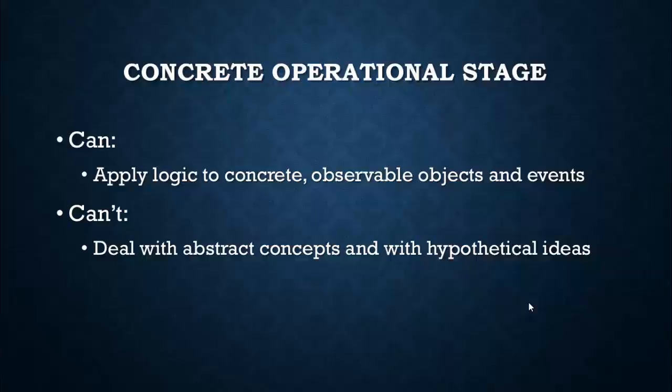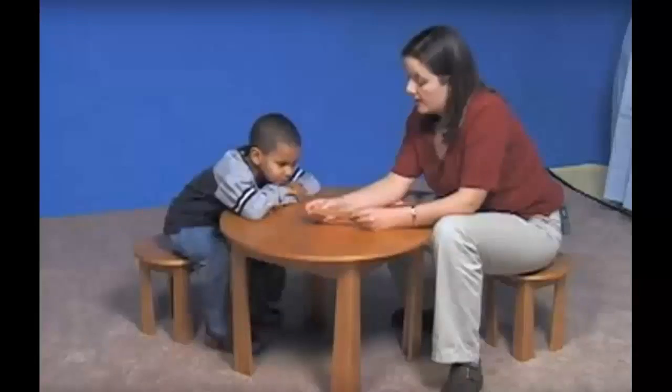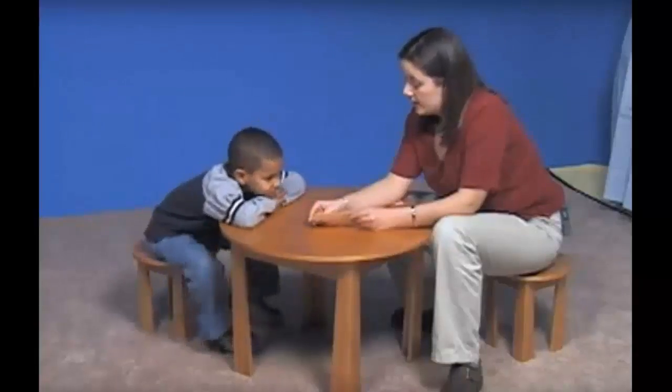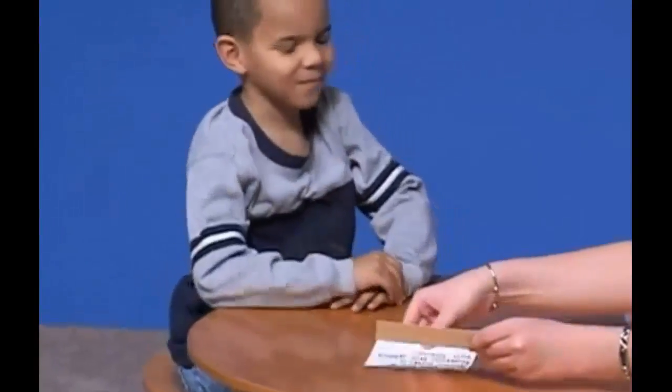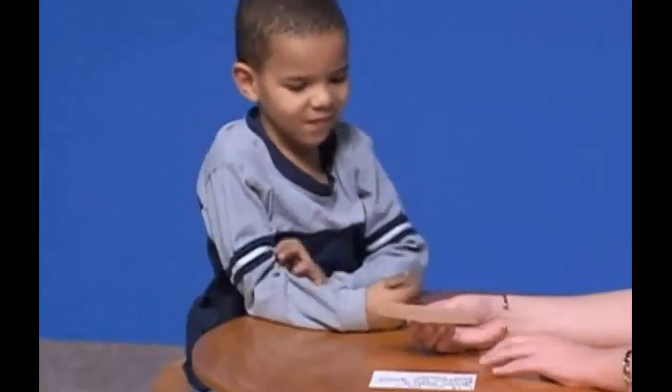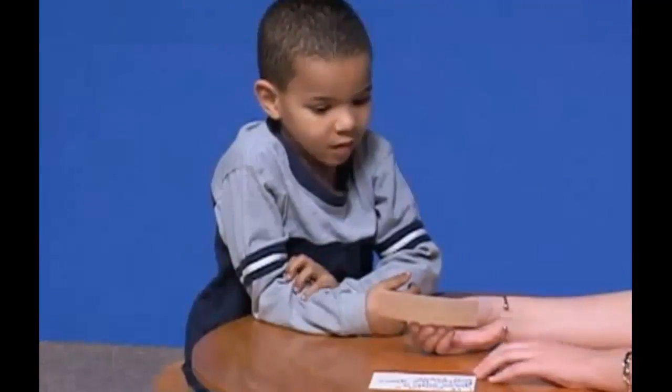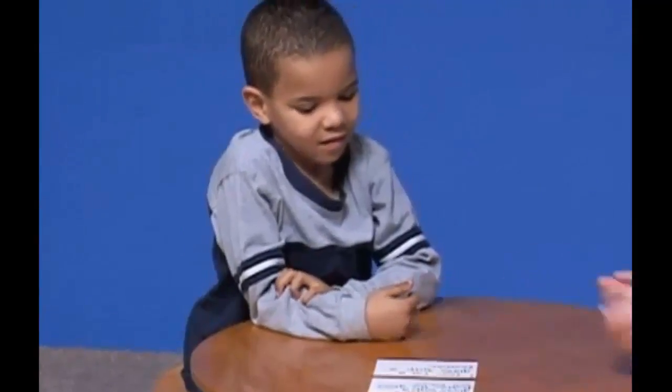Here's another example that illustrates children's inability to use deductive logic. If you hit a glass with a feather, the glass will break. No, it won't. And this is the second rule. Don hit a glass with a feather. What happened to the glass? Nothing. Nothing happened? Why didn't anything happen? Because the feather was soft.